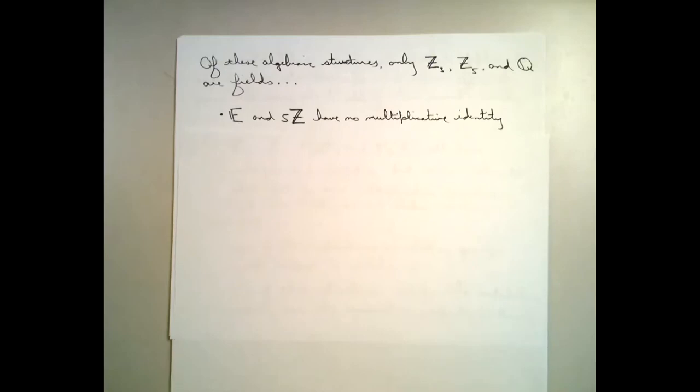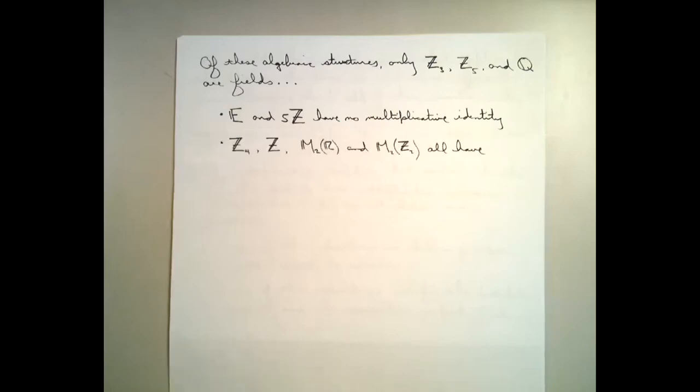Well, the even integers, for example, have no multiplicative identity, right? If it did have a multiplicative identity, it would be 1, but 1 isn't even. So that doesn't even satisfy the identity property. 5Z has the same problem. The multiples of 5 do not include the number 1, right? 1 would have been the multiplicative identity if it were there, but it's not. So those two fail for that reason.